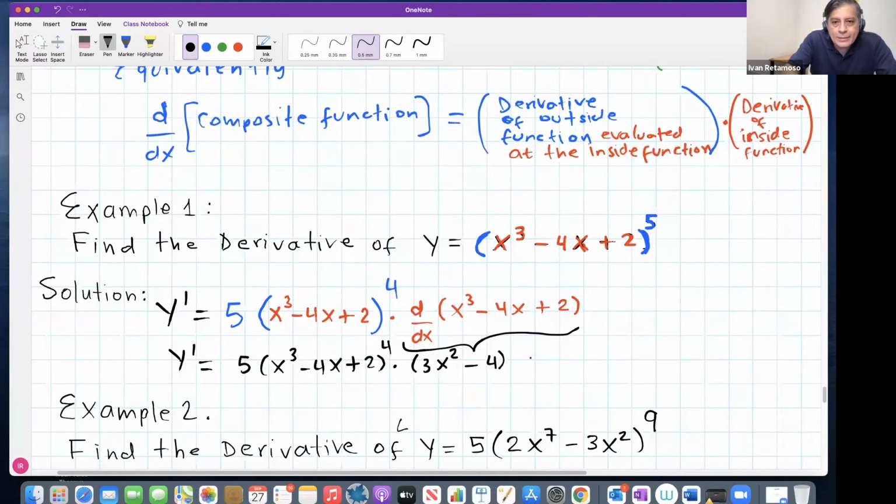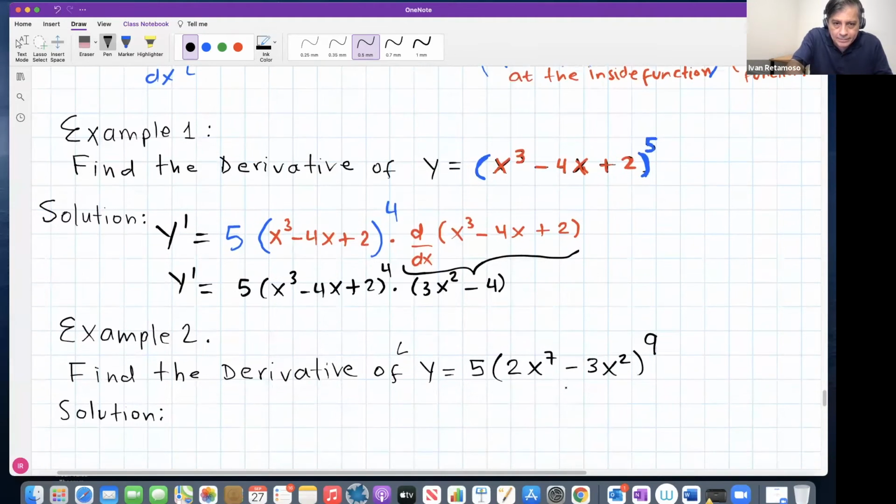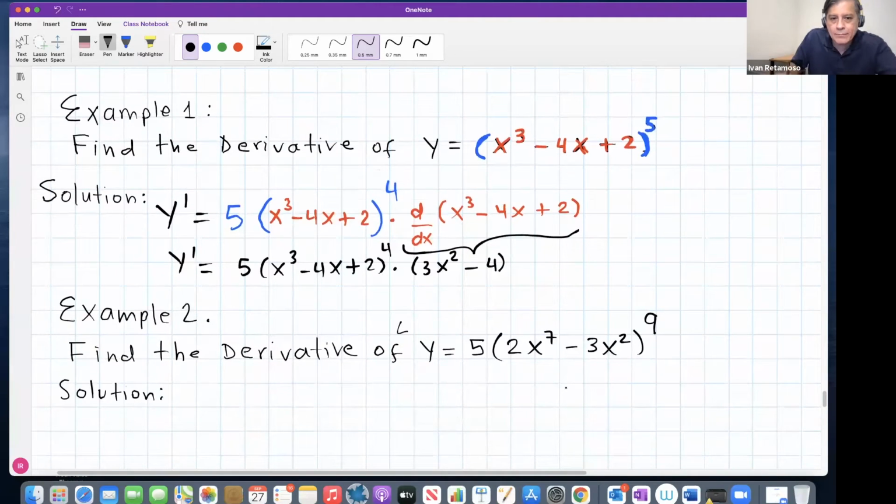Very good. As you can see, you don't use the u, you don't use the multiplication rules. It's just outside function derivative, keeping the inside function alone, and then you multiply by the derivative of the inside function. Here is another one. What if they ask you to figure out the derivative of this composite function multiplied by 5? y equals 5 times 2x to the 7 minus 3x squared, all raised to the 9th power.